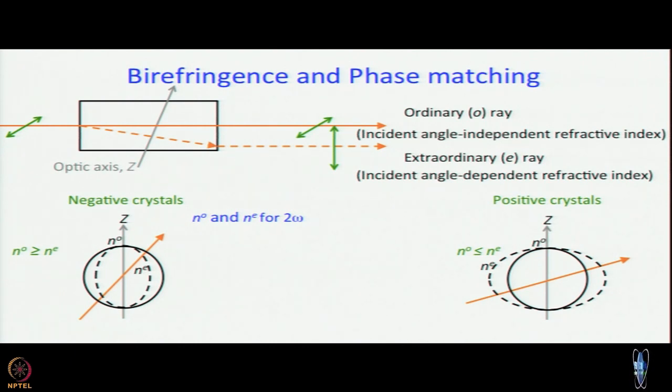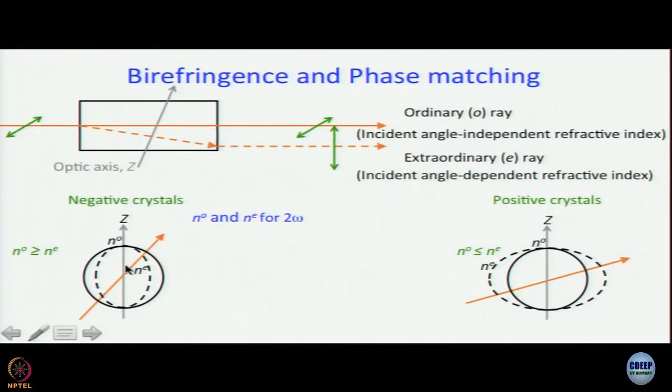So far, so good. We have understood this diagram. Next, now for the negative crystal, I might as well have drawn it for the positive crystal, it does not matter. I am just showing you the example. For the negative crystal, now I want to draw the circle and ellipse for NO and NE, not for the fundamental omega, but for the second harmonic 2 omega.